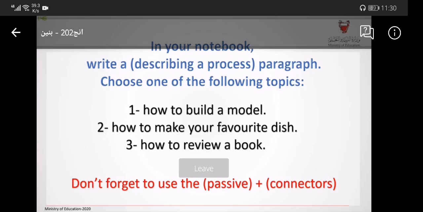Ten minutes are left for you to finish your paragraph. But if you don't have time, you can always do it in your own time and then upload it in the comments and in Microsoft Teams. And we will be able to follow up and give you advice and feedback on how to improve writing.